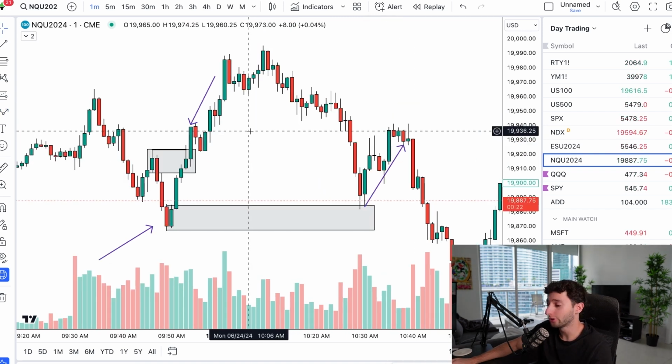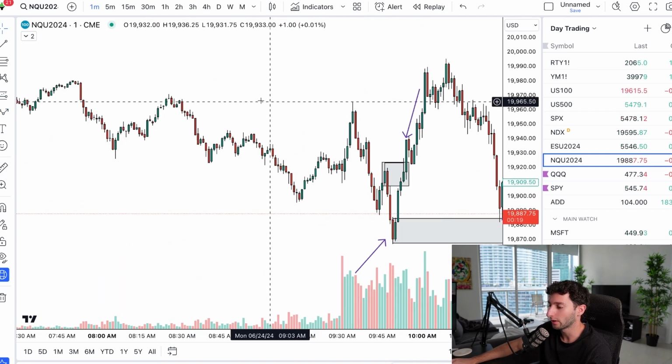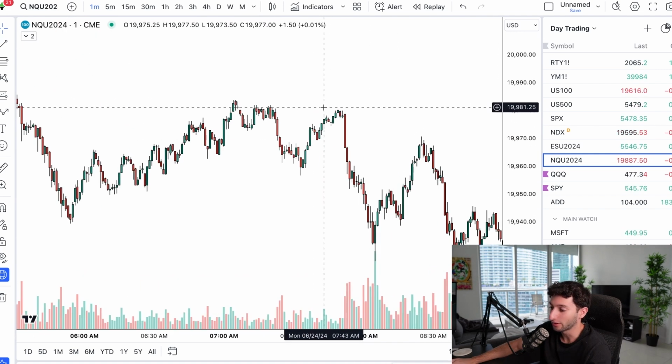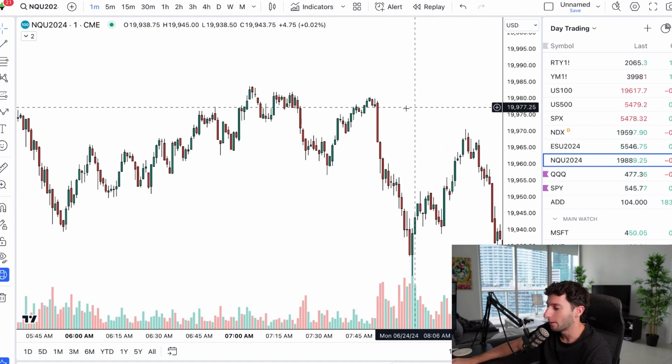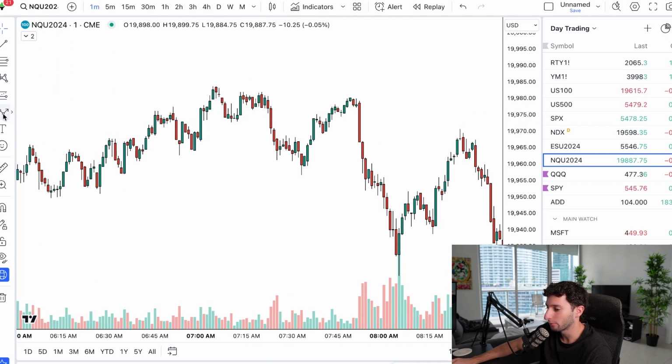And just to show you guys another example of when this wouldn't work, if I zoom out a little bit, you can see right here, and this is in pre-market, and again, I don't really like to trade pre-market. I like trading regular trading hours. But you can see we have this nice demand zone that forms right here, right?